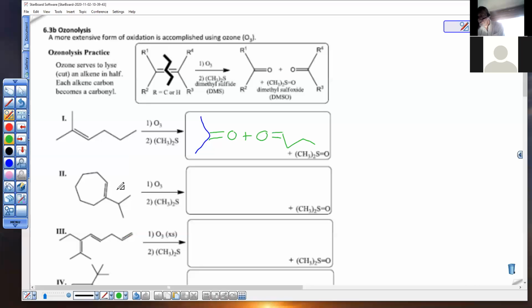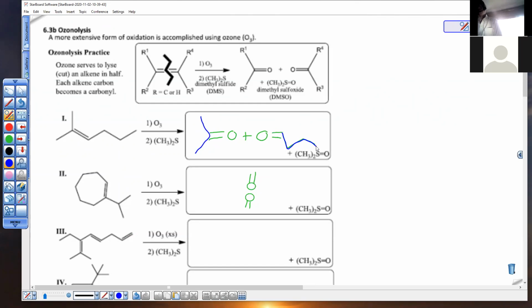Similarly, you're going to cut it here. It looks like we're not getting two molecules this time because you're cutting here, but it's still attached on the back side. Your strategy should always be the same, though. Oxygen double bond on one side where there used to be a double bond. Double bond on the other side where there used to be a double bond. I got the oxygens, just trying to be consistent here.